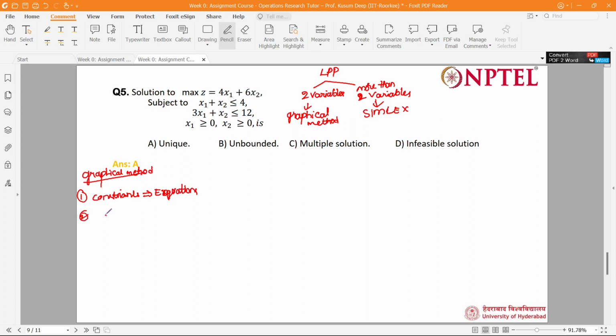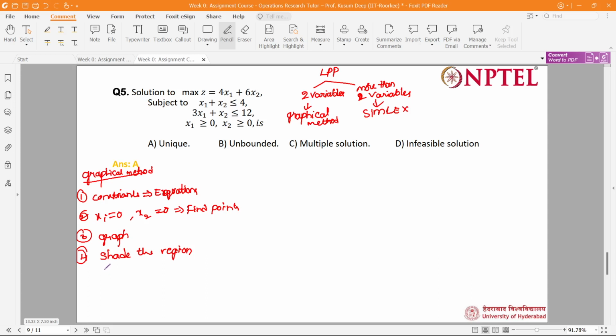Next, to find the points of each equation, we have to put x1 equal to 0 and x2 equal to 0, then find the points. And the third thing is, take a graph and plot the graph with the given points. And finally, shade the region according to the given inequalities.